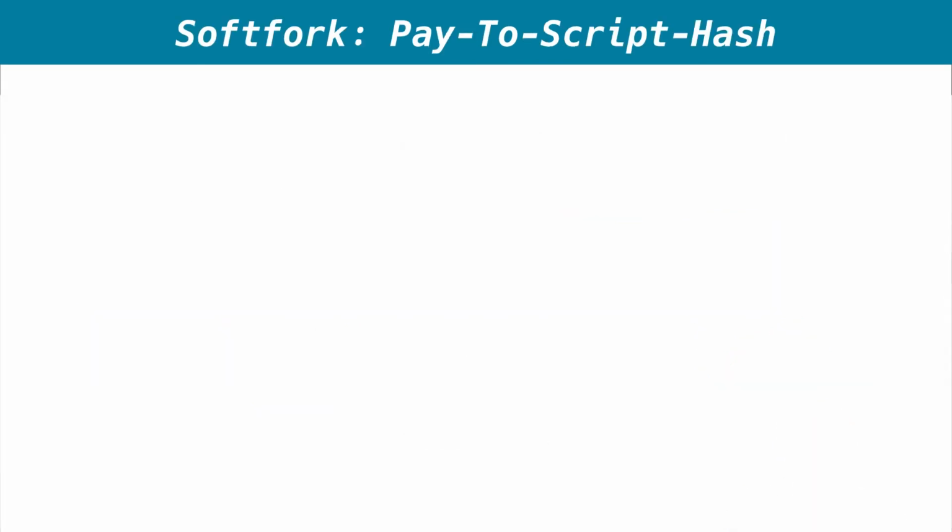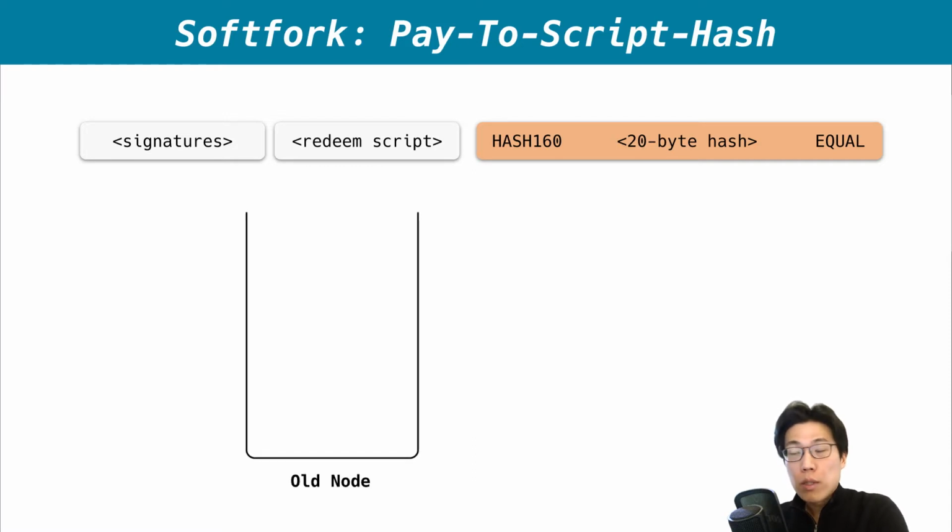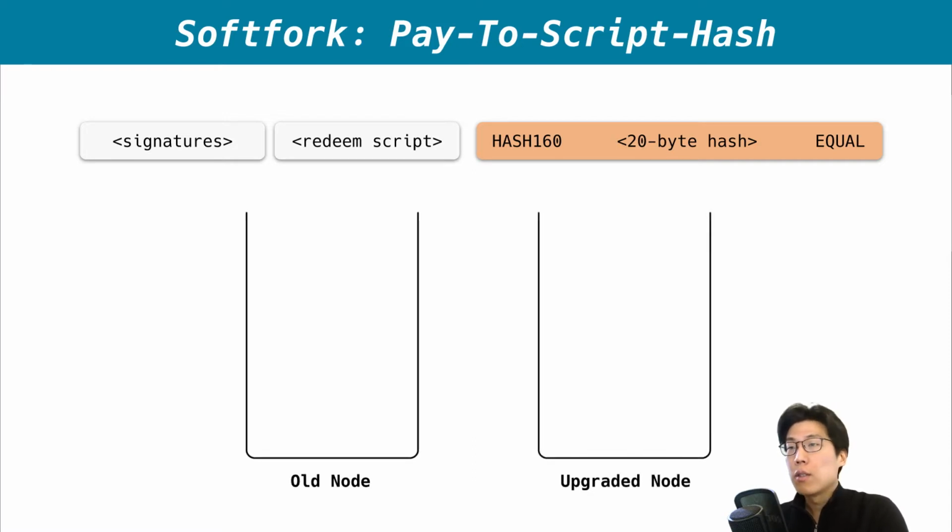So here's a great example of a Bitcoin feature that was deployed with a soft fork. This is BIP 16, pay to script hash. And in pay to script hash, there are actually no new opcodes introduced. So it is a script that can be interpreted by both the older nodes and the upgraded BIP 16 nodes. So this is how the script evaluates for both versions.